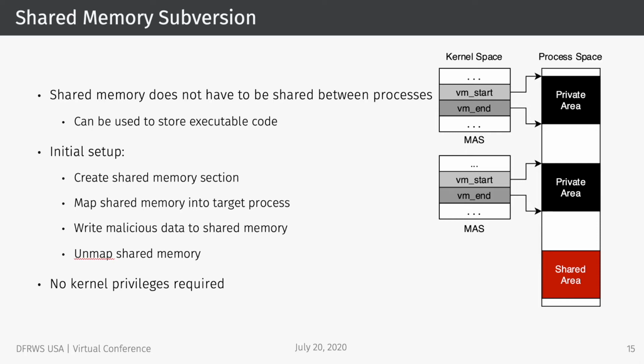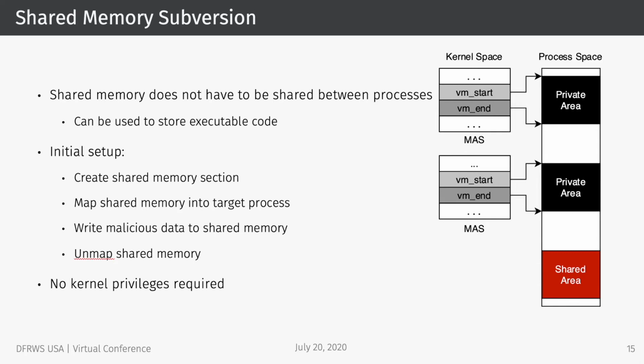So on this slide, you can see a similar graphic depicting the process address space with several memory segments. For the purpose of explaining this technique, we simply differentiate between private areas, pictured in black, and a shared area, which is illustrated in red. To actually set up a shared memory area, the following 4 steps are required. First, the malicious process has to create a shared memory section and afterwards map it into the target process.